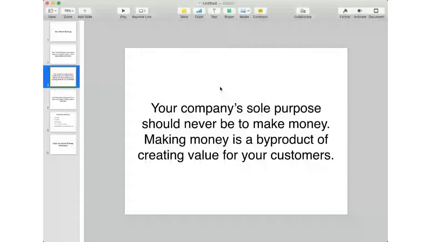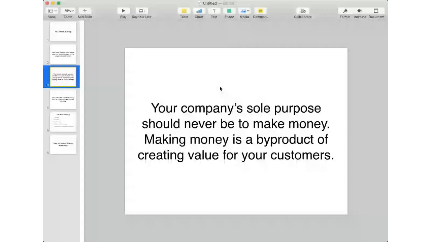Your company's sole purpose should never be to make money. Now, it's important that a company make money, obviously. It's vitally important that you make money, but your sole purpose for existing isn't to make money. Think about this for a moment. How often do you as a consumer wake up in the morning and go, where can I spend my money today? You don't do that, right?